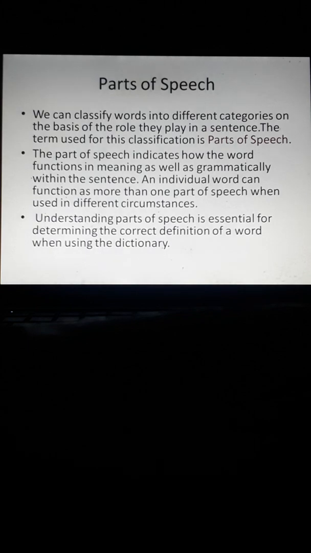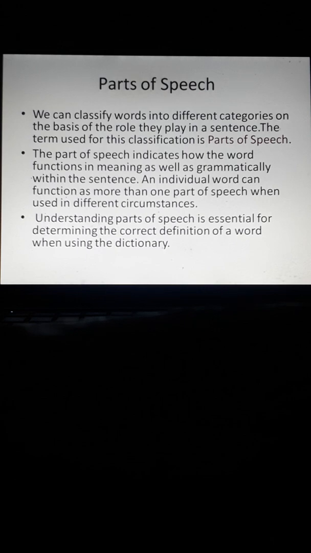This term might seem to be new, but the different words which we are including in this are very familiar to us. The part of speech indicates how the word functions in meaning as well as grammatically within the sentence. An individual word can function as more than one part of speech when used in different circumstances. Understanding parts of speech is essential for determining the correct definition of a word when using the dictionary.